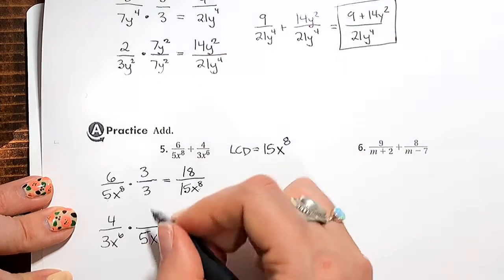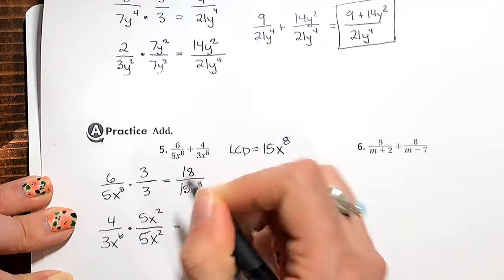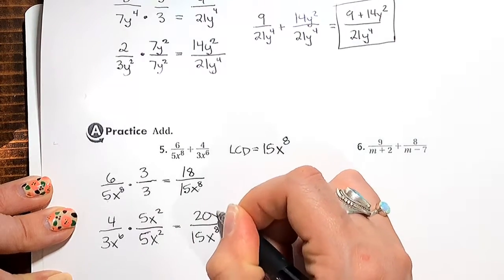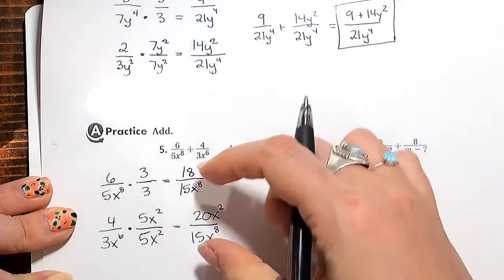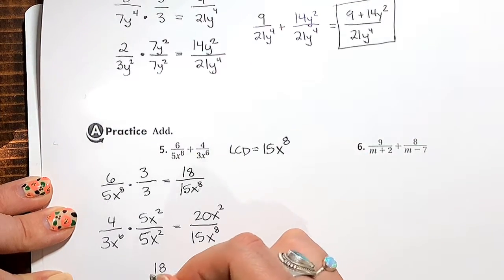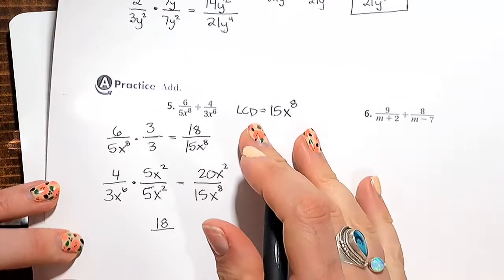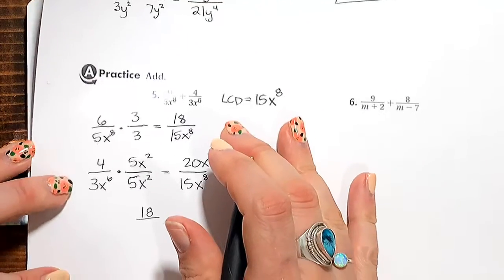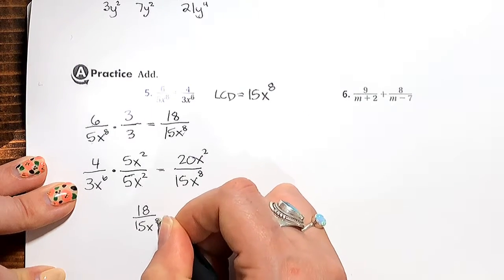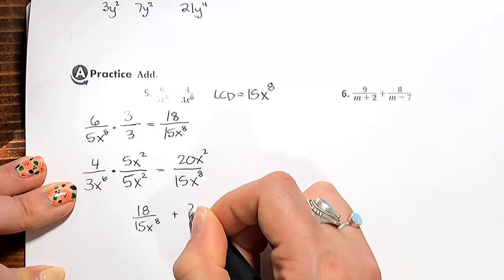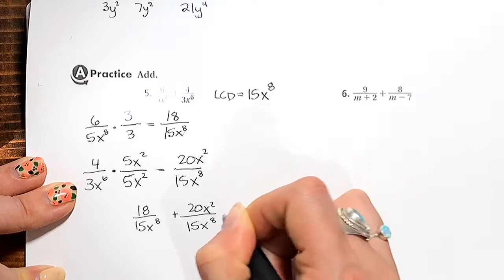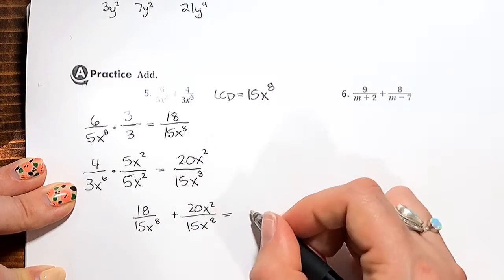And then we times the numerator by the same amount. So 4 times 5x squared will be 20x squared. So here's our two new fractions. We're just going to rewrite that problem. So I'm going to take the 18, just make sure you guys can see what I'm doing, and take the 18 over 15x to the 8. I'm going to add to it the 20x squared over 15x to the 8. So we keep that same common denominator on the bottom.